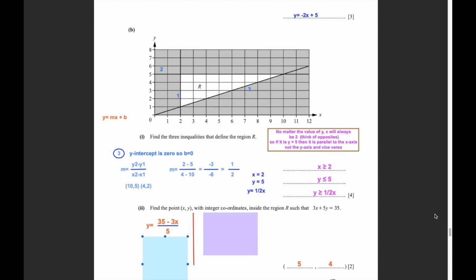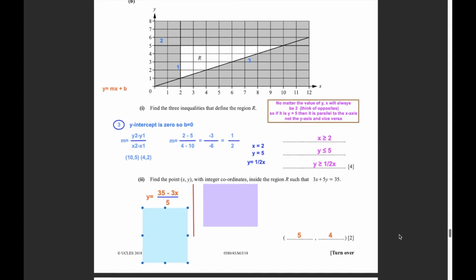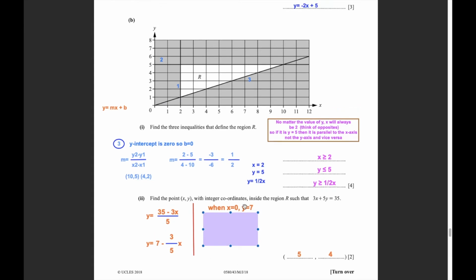So 35 divided by 5, which is 7. And 3 divided by 5, I just kept it as it is, but you can keep it in decimal form as well. What I did was try to find points and create the line. When x is 0, okay, we give x the value of 0, y is 7. So we can plot that.